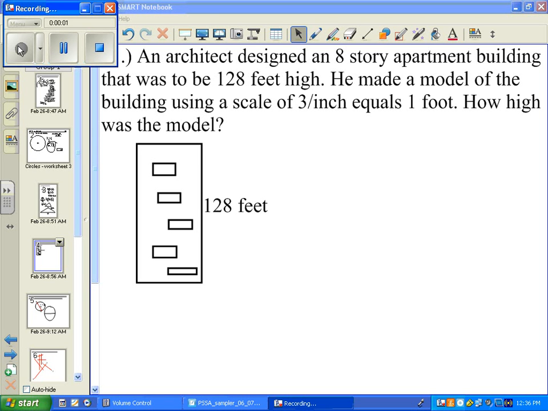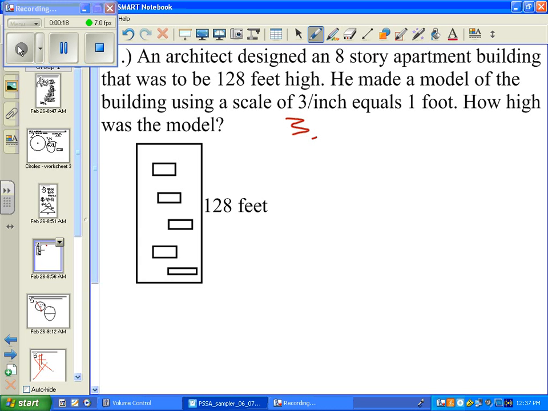Okay, we have an architect who's designing an 8-story apartment building. It's going to be, when it's finished, 128 feet high. He made a model of the building using a... now wait a minute, this is supposed to be 3/4 of an inch equals 1 foot. How high was the model?